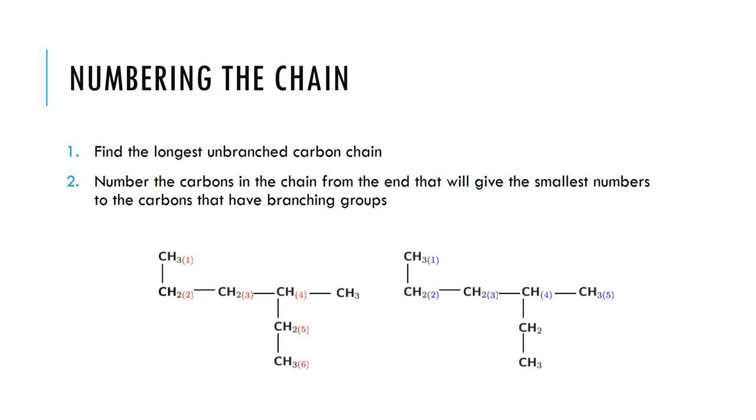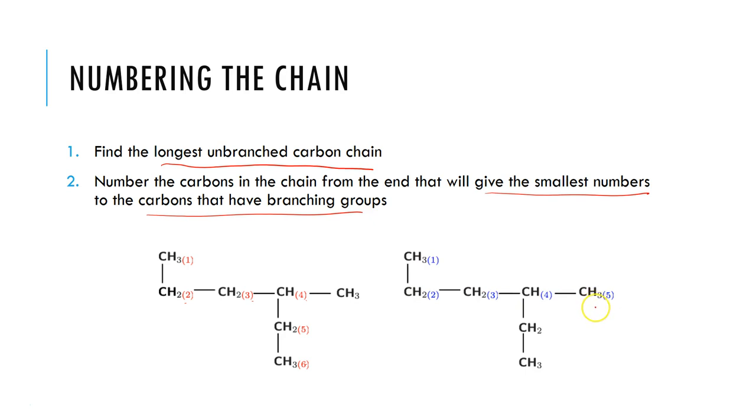In order for us to number the chain, we need to find the longest unbranched carbon chain. And then we number the carbons from the end that gives the smallest number to the carbons that have branching groups. So let's have a look here. This one here, it's the same structure, and there are 2 possible ways that we can name it. We can go 1, 2, 3, 4, 5, 6 this way, even though it goes around a corner. This is a contiguous chain. Or we can name it 1, 2, 3, 4, 5 this way.